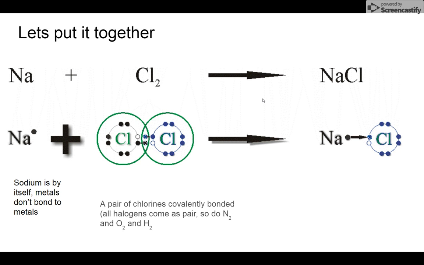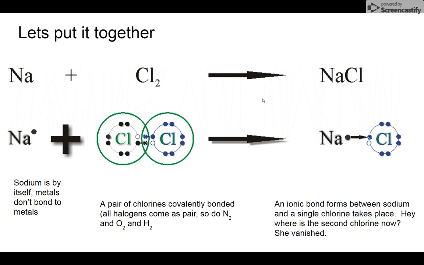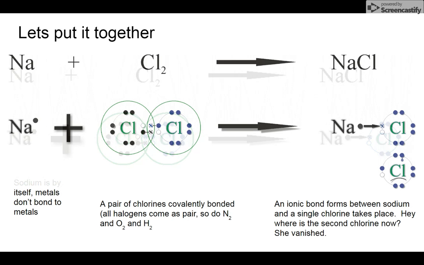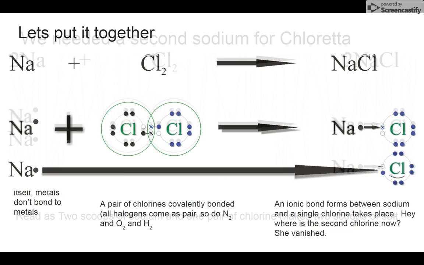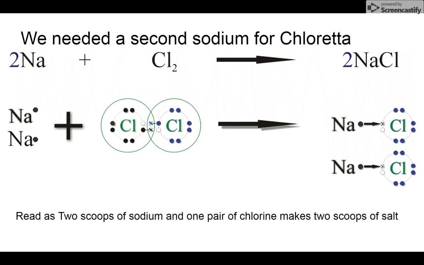But that looks good, except one of the chlorines has gone missing. And she's kind of sad because she didn't find a partner. So if we bring in a second sodium, we can marry her off as well, and we're able to form 2 sodium chloride molecules. But that required doubling the 1.